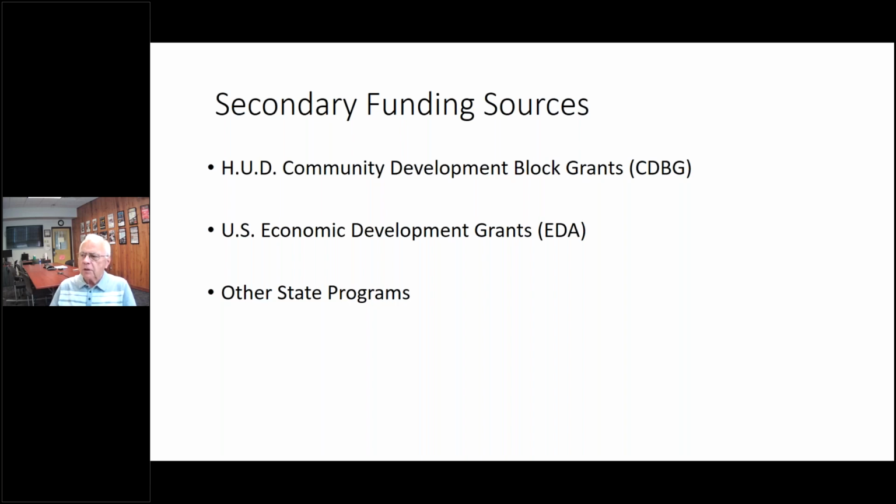The states receive HUD block grants for non-metropolitan communities with less than a 50,000 population. Communities who have greater than 50,000 population and urban counties receive their HUD block grants direct. So the state gets a chunk of money and then they use it to distribute it to the smaller communities, those less than 50,000 population. EDA grants are typically related to economic development in communities with high unemployment and low median household income. Several states have supplemental loan and grant programs to assist environmental infrastructure projects.